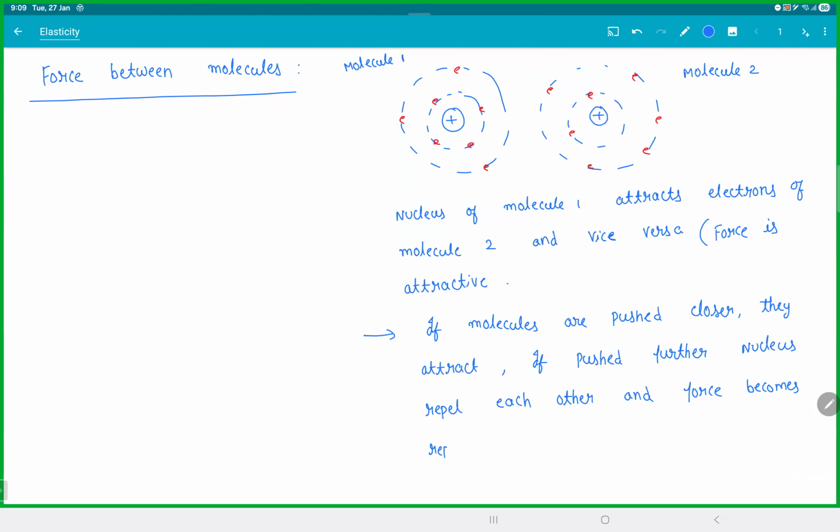That is the reason you cannot combine two different nucleuses to create a new element automatically. You need really a lot of energy. That's what we call nuclear fusion. So if you try to plot this on a graph, a graph between the force versus R, where R is the distance between the molecules, the graph would look something like this.